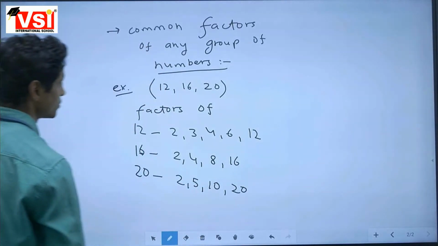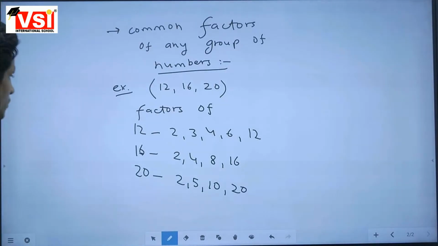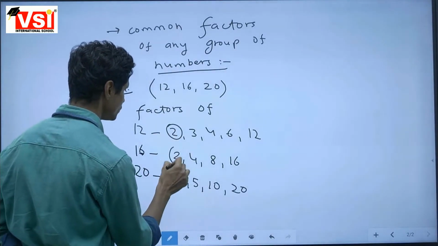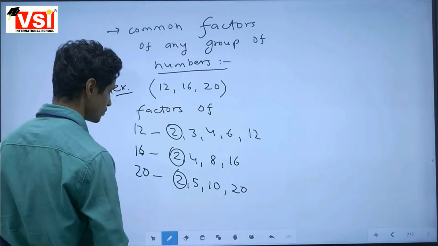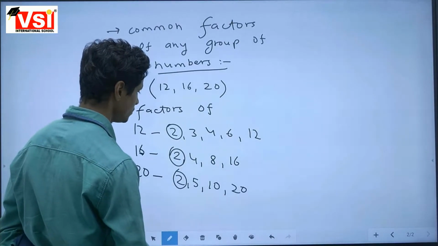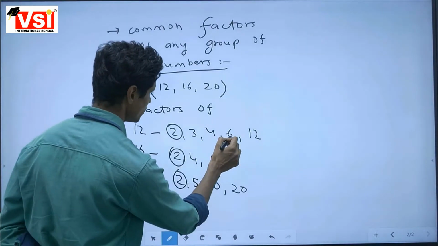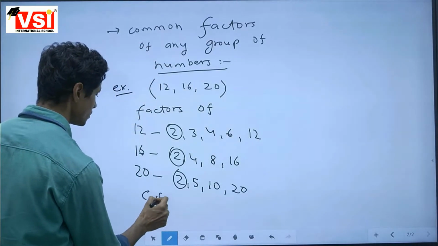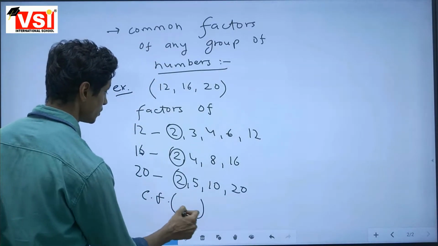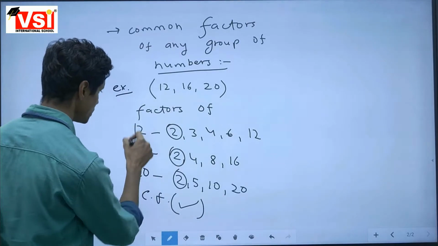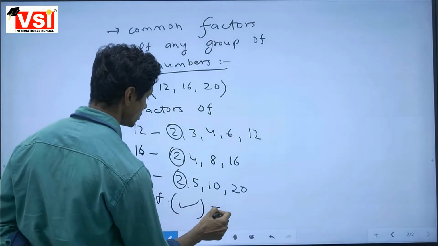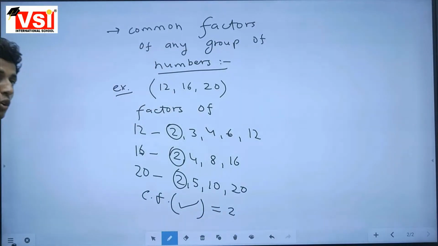Common factors. Common factor is 2. Another? No, that's all. So the common factor of this group, 12, 16, 20, will be 2. Common factor is 2. Fine.